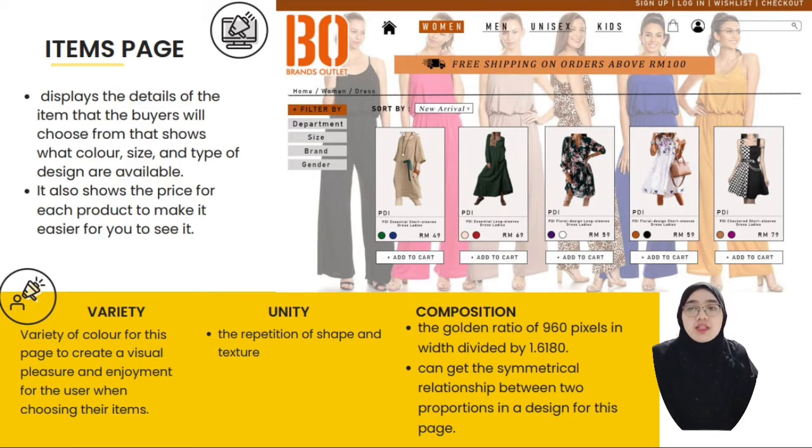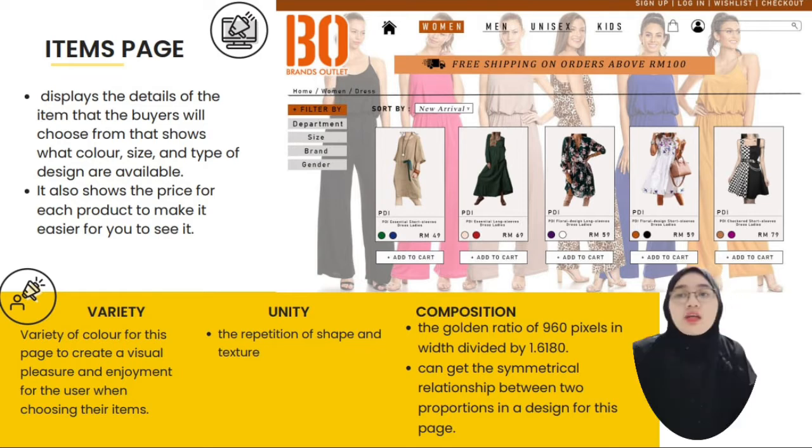Next is item detail page. This page displays the details of the item that the buyers will choose, either color, size, and type of design that is available. It also shows the price for each product to make it easier for you to see it. Buyers can just click on the search space to find any clothes or products that they want and add to the cart or save it in the wish list.